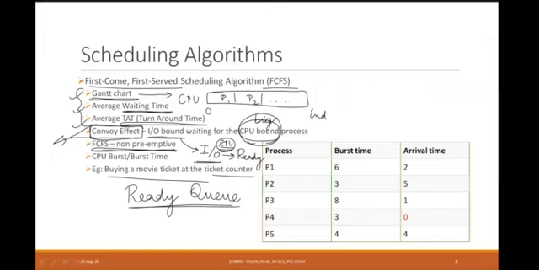So the processes which are IO bound are made to wait for a longer time in order to get the CPU. This is called the convoy effect. Even though they have very little time to spend in the CPU, they are made to wait for a longer time. So that is called the convoy effect. One major drawback of FCFS is the convoy effect. So we'll see how.